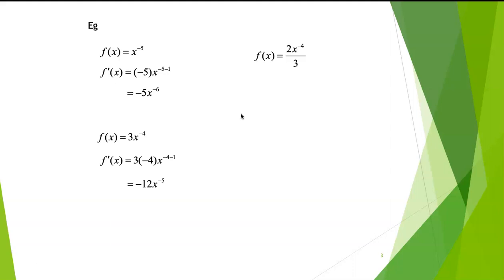This one here, I've got the coefficient 2 over 3. So I've got -4 times 2 over 3, which is -8 over 3, the new coefficient. And then x to the power of -5. Because this fraction cannot be simplified any further, you can leave it as it is. So this is all from last year. If you need extra help with this, please go back to last year's notes.